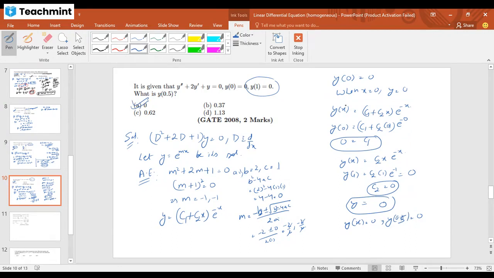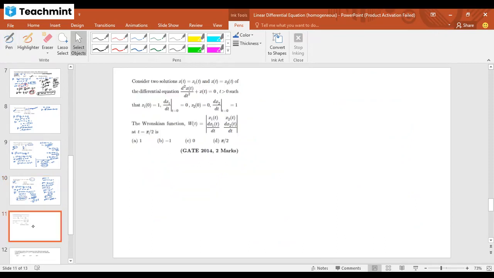So in case of initial or boundary conditions, after finding out the general solution, we need to apply these conditions also. Okay, now let us move to the next question.